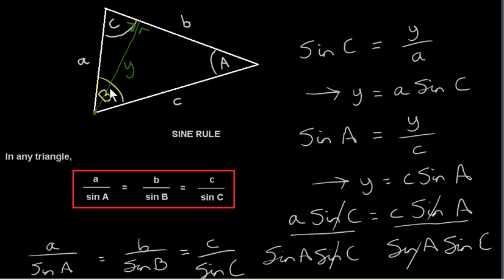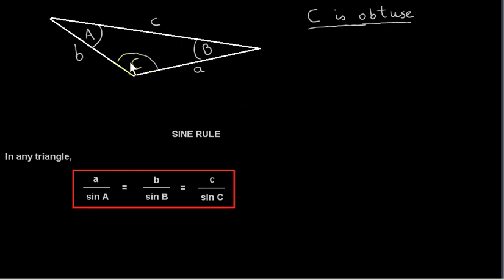So that's the proof of the sine rule when A, B and C are acute angles. Now what about the situation where one of the angles of the triangles is obtuse? So let's suppose that angle C is obtuse. Well, only one angle can be obtuse because the three angles have to add up to 180 degrees. So we can't have two angles that are more than 90 degrees, because in that situation the three angles would add up to more than 180 degrees.